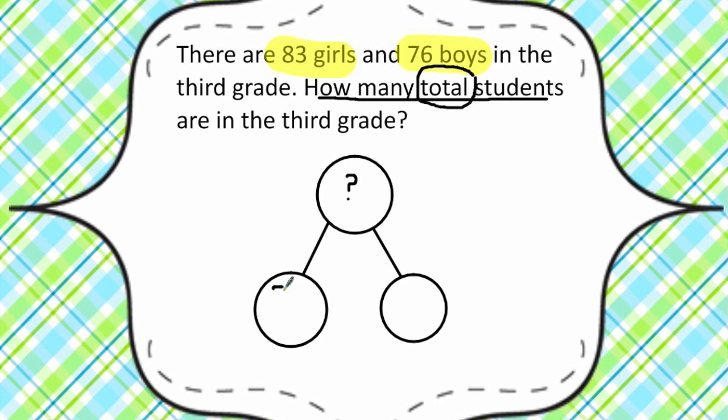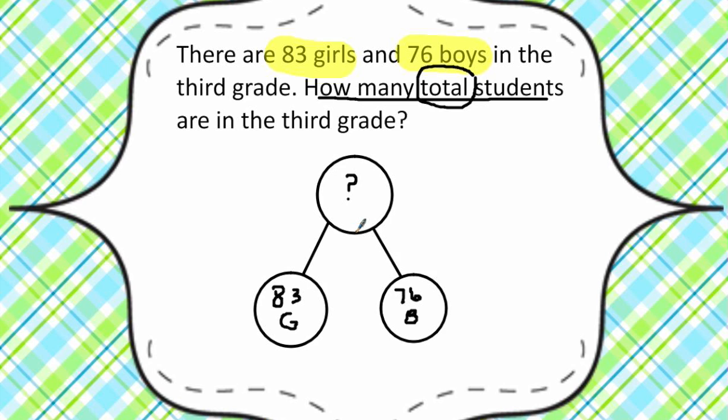So I know that I have 83 girls, and I know that I have 76 boys. This number bond shows me the relationship between the numbers. It shows me that I know my two parts and that I'm looking for my total.